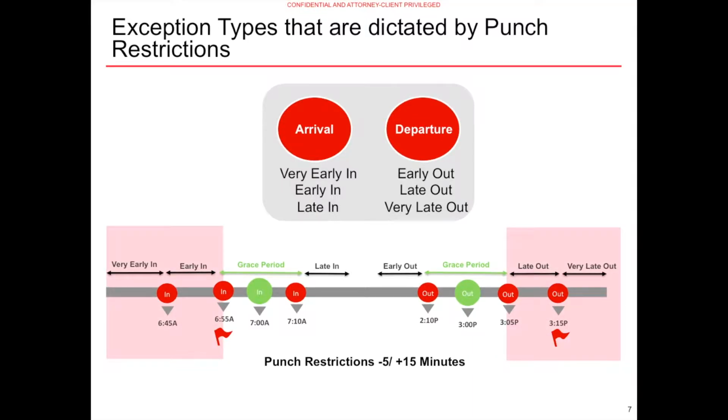Early ins, very early ins, late outs, and very late outs are key exceptions to be mindful of daily since they have the greatest impact on unscheduled labor cost over time. Managers should be aware of very early ins and very late outs in real time since they are required to override restrictions at the clock and bad behavior can be addressed immediately.